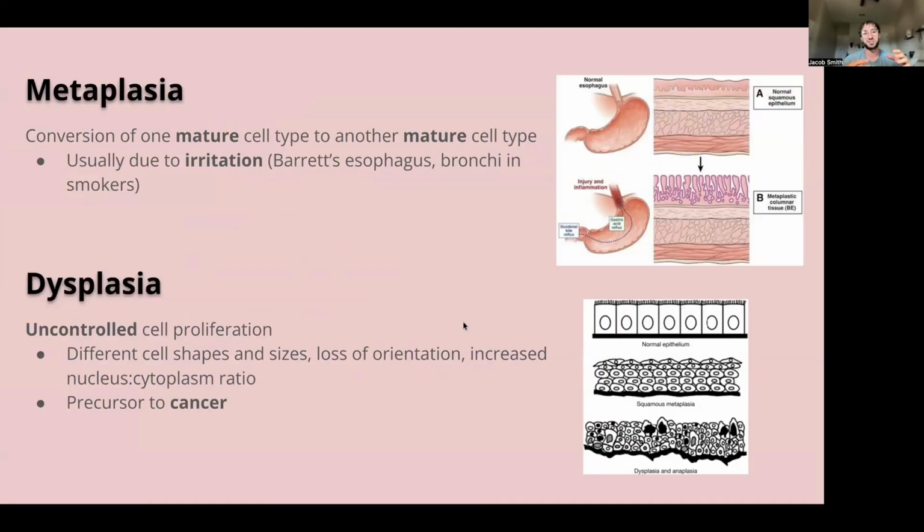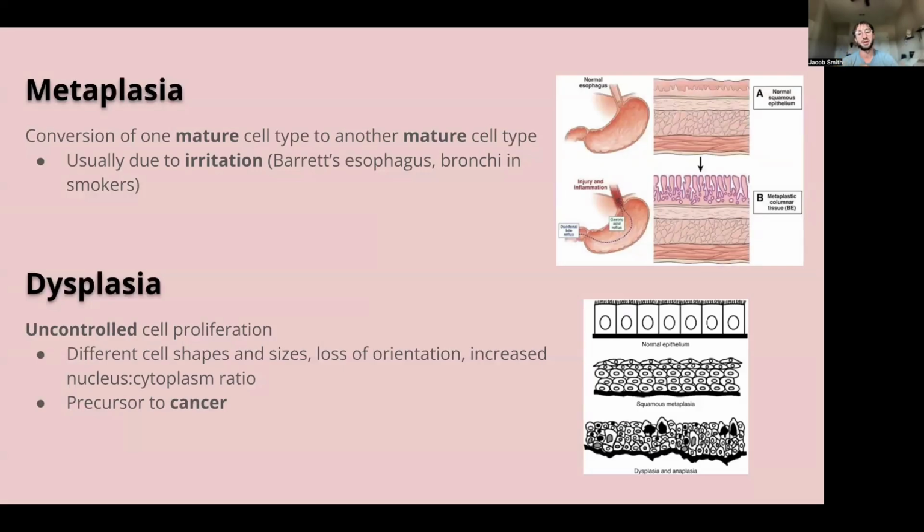Metaplasia. Metaplasia is interesting, but by definition, it's the conversion of one mature cell type to another mature cell type. You see this in the esophagus with Barrett's esophagus. Constant inflammation from gastric acid is going to change that squamous epithelium to columnar epithelium. That's actually like intestinal columnar epithelium because the body thinks it's a better response to that stress.